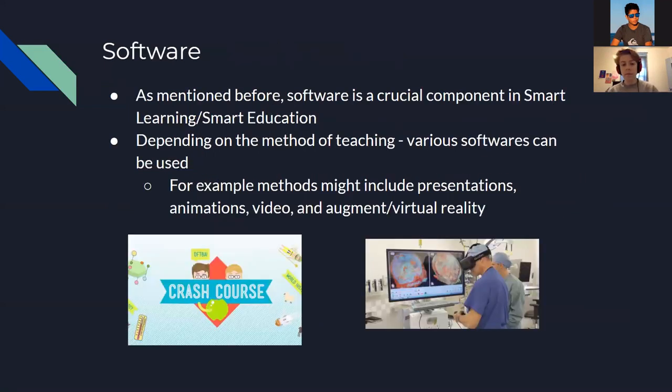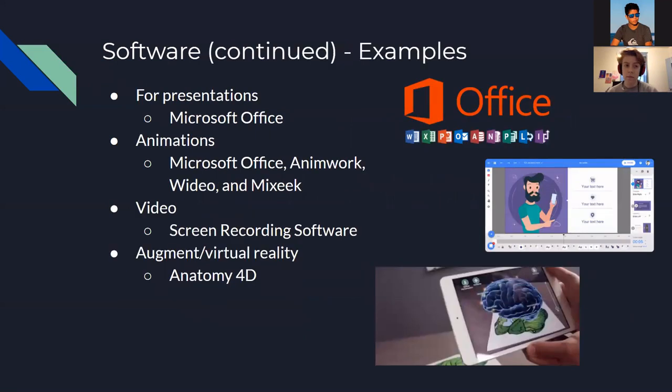Software. As mentioned before, software is a crucial component in smart learning and education. Depending on the method of teaching, there are various softwares that can be used. For example, methods might include presentations, animations, video, and augmented and virtual reality.